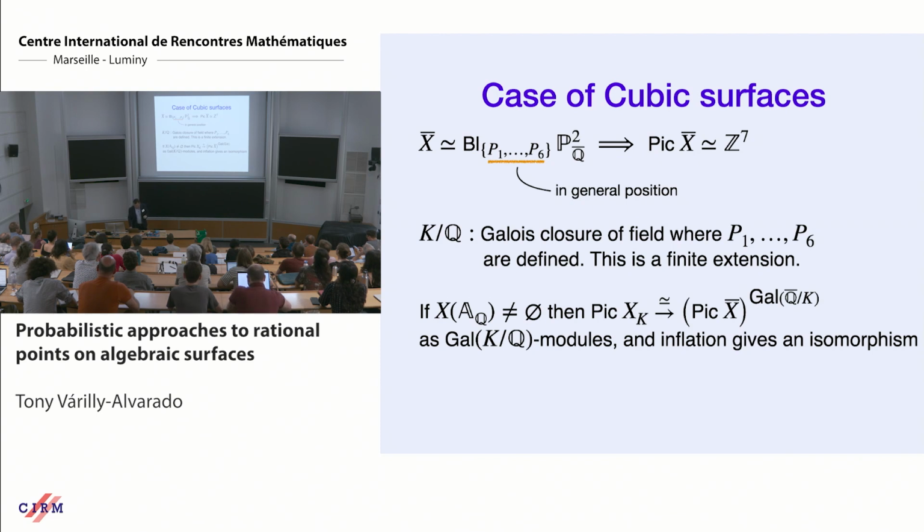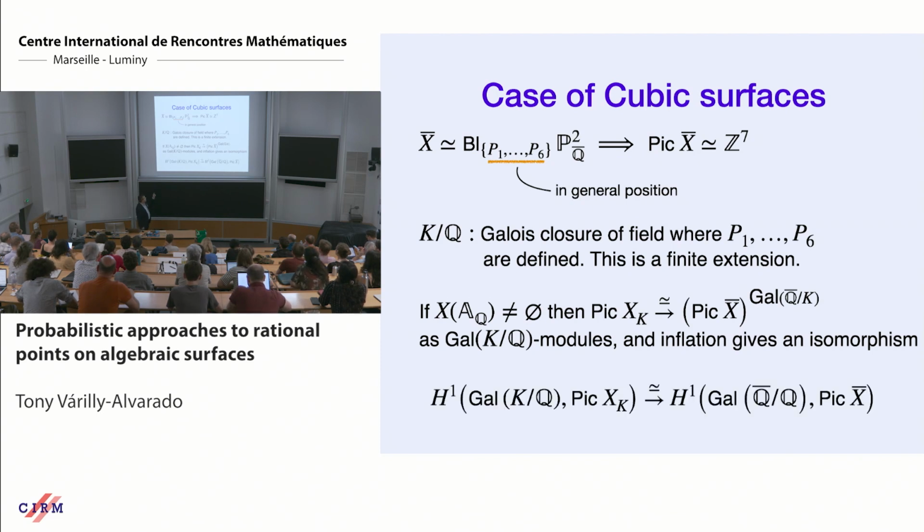And with a little care, that means that when you look at the inflation map in étale cohomology, you get an isomorphism. So originally, we were looking at the action of the Galois group of Q-bar over Q on Pic X-bar. Now I only have to look at some finite Galois group acting on Pic X after I base extend my surface to some finite Galois extension. Okay? This is really good news.